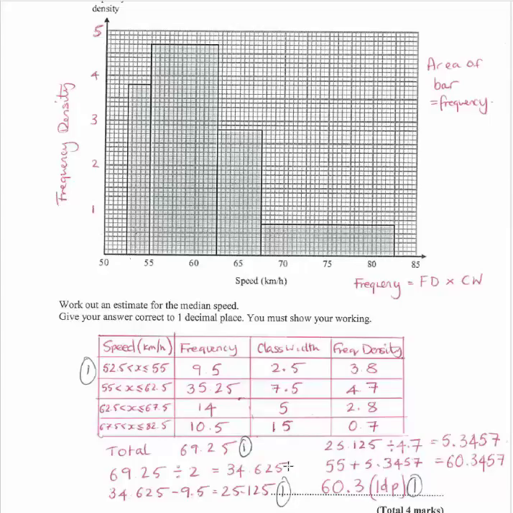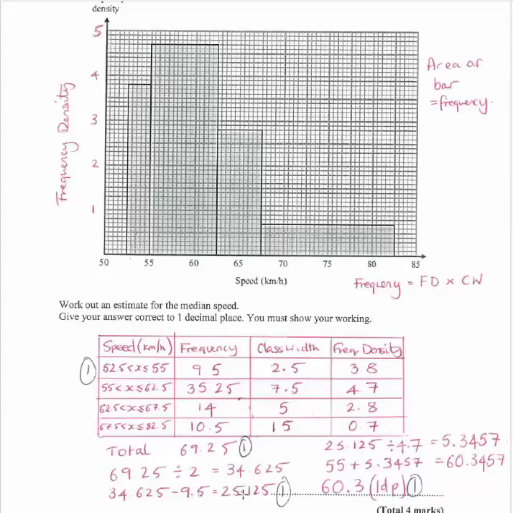Well, the first thing to do is to find out where they are along this axis. Well, if we take away 9.5, okay, which is the area in here, we've still got 25.125. So we want to find out where along here that would be.